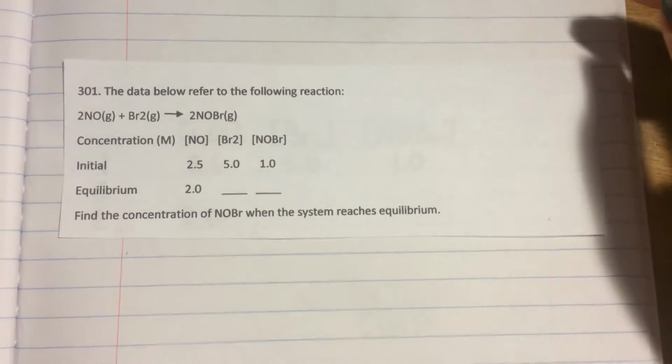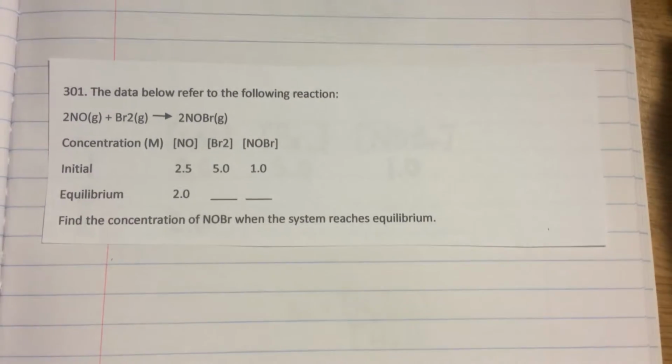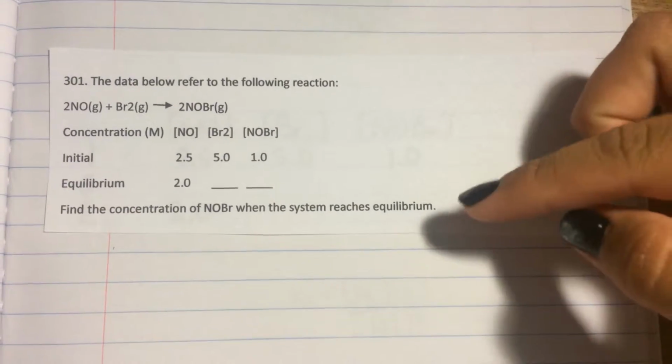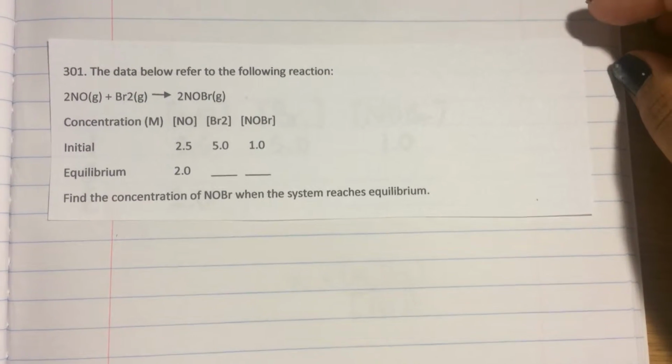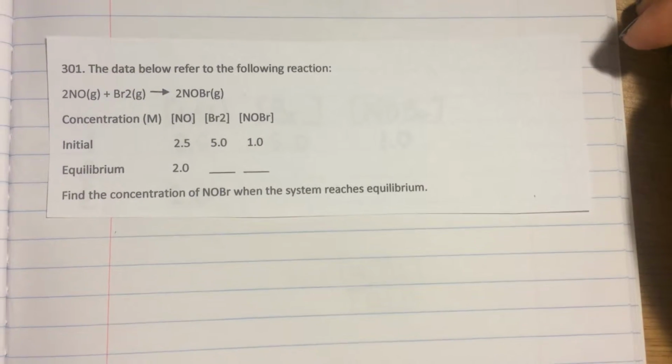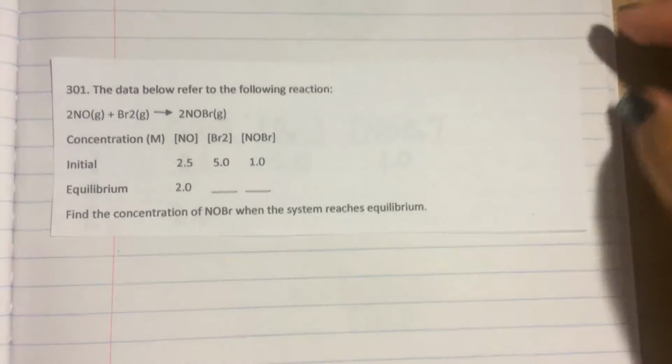So they also give us a little table here that states the concentrations in the initial and at equilibrium. And then it asks us to find the concentration of nitrosyl bromide when the system reaches equilibrium.